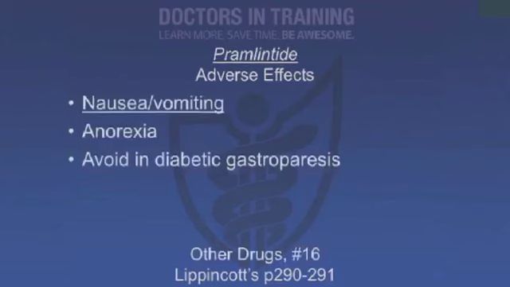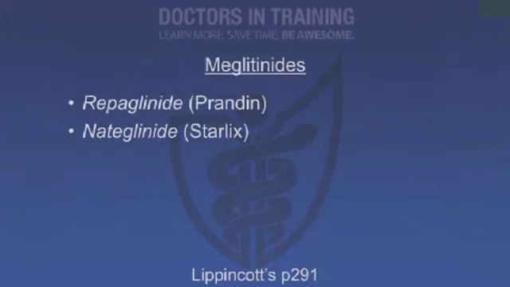That can cause nausea and vomiting. It can cause anorexia. So you especially want to avoid this in patients with diabetic gastroparesis. This is a condition where you have sort of a neuropathy. You have damage to the nerves that are innervating the stomach, so the stomach does not empty normally. You have delayed gastric emptying. You have early satiety, bloating. Sometimes they can get nausea and vomiting because their stomach's just not emptying the food into the intestine. So if you give pramlintide, which is going to delay gastric emptying, you can make that gastroparesis a lot worse, which is pretty uncomfortable. Next, let's skip down to the bottom of page 291, and we'll look at the meglitinides.